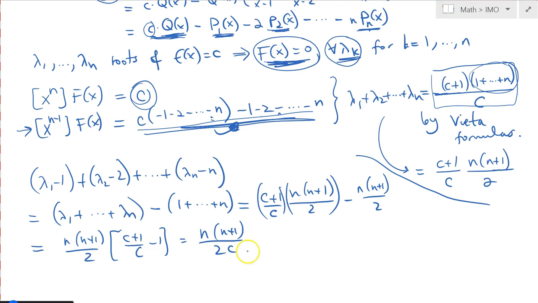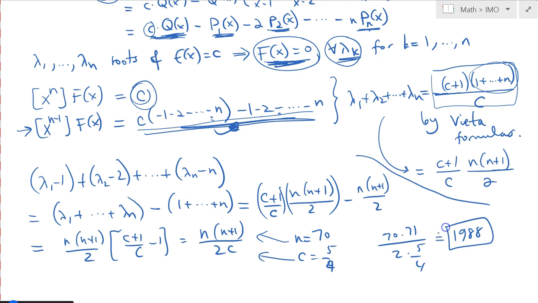Now we can just substitute n equal to, I believe it was 70, and c equal to 5 over 4 in this expression, and the result follows immediately: we get 70 times 71 all divided by 2 times 5 over 4, and that should give you 1988 as we wanted. So that solves the problem.